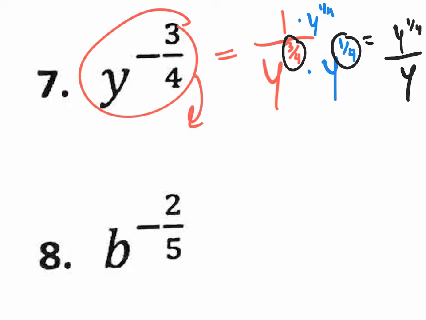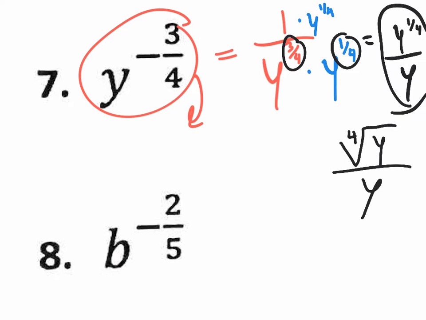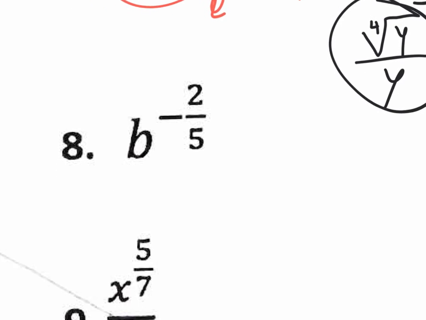If they want your answer in radical form, then in the numerator you would have the 4th root of y all over y. So it depends if they want exponential form or if they want radical form. And I will be asking you specifically to write the answer in exponential form or write it in radical form.